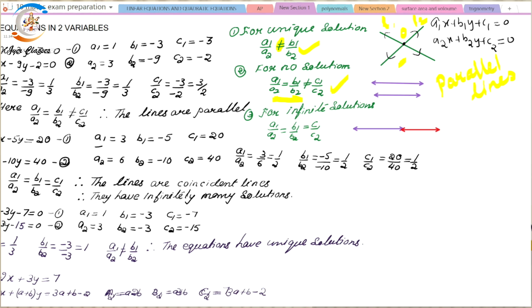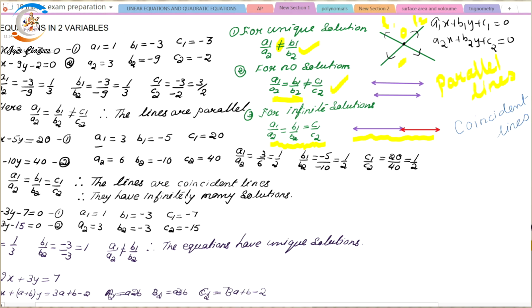Now, there may be infinite solutions, that means coincident lines. What is the condition for coincident lines? For coincident lines, we have A1 by A2 equal to B1 by B2, and that is also equal to C1 by C2. If this condition is satisfied, the two lines will be one on the other. That means they represent the same straight line.